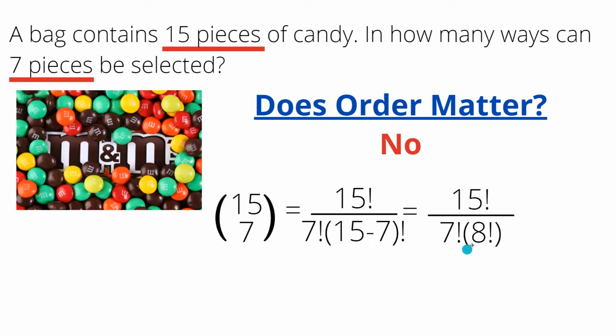Now, here is where, to me, writing this stuff out, 15 factorial is a big number. 7 factorial times 8 factorial is a big number. So I don't want to necessarily write all of those things out. So I would rather just plug this straight into my calculator. So let me show you how to do that.